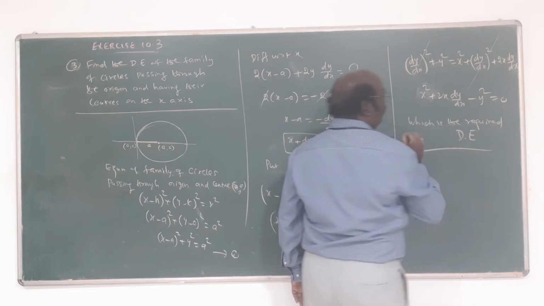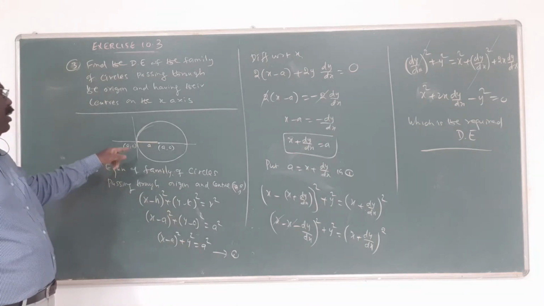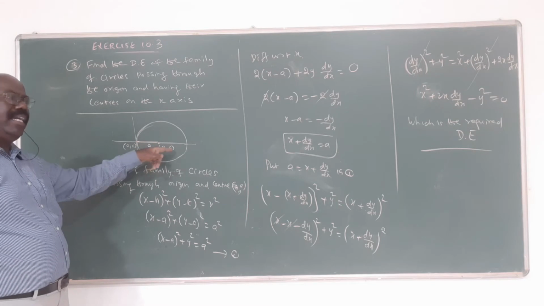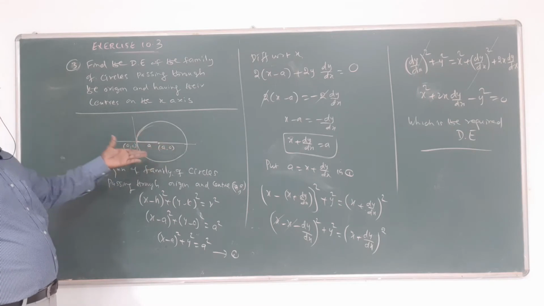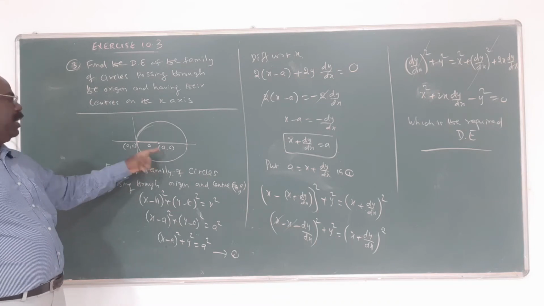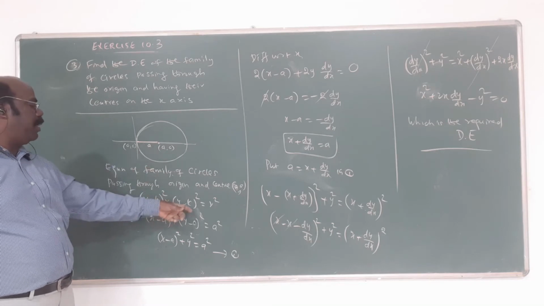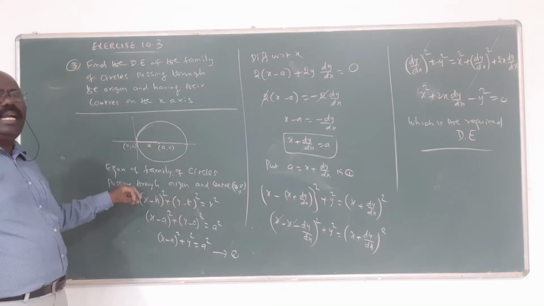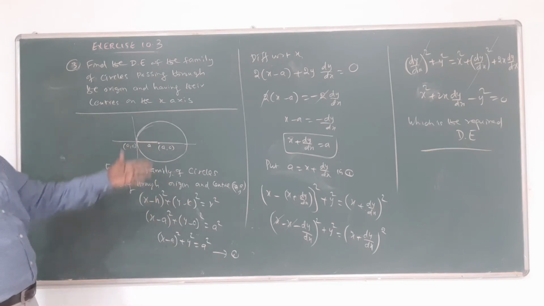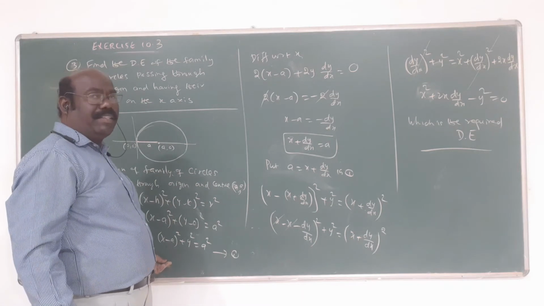differential equation. That's all. Well, we got the concept: center on the x-axis, any point on the x-axis is the center. Passes through (0, 0), so the center is (a, 0). The radius is the distance, which is only a. (x minus h) whole square plus (y minus k) whole square is the standard equation of a circle, where this is the center and this is the radius. Substitute the values. This is the ordinary differential equation of the circle.